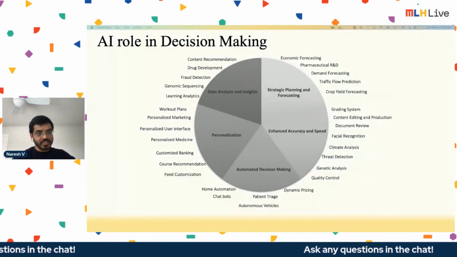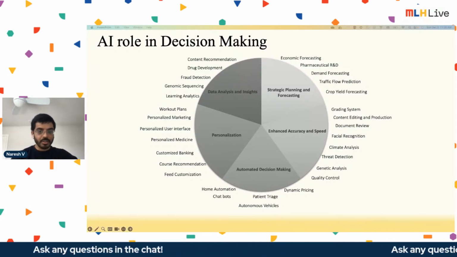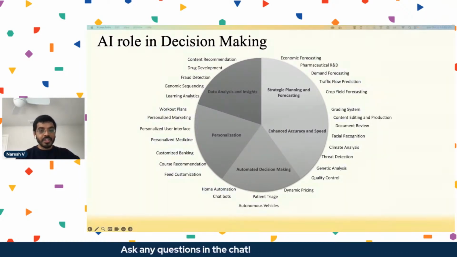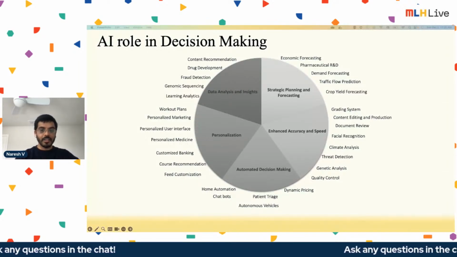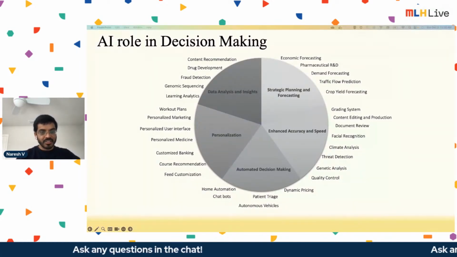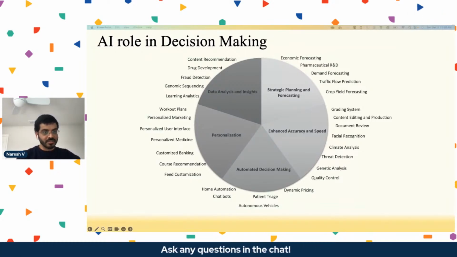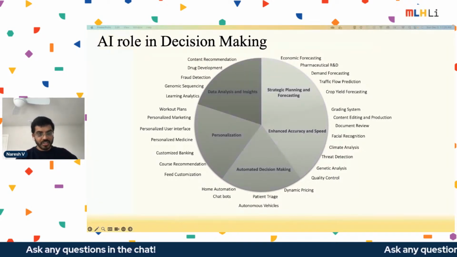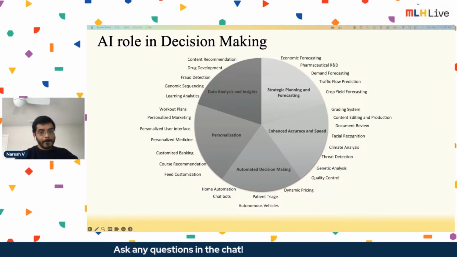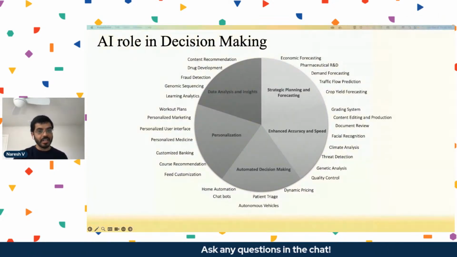And personalization is the second category. If I think about personalization, I can correlate it with more tailored decisions. AI enables tailored decision making, specifically in marketing, healthcare, and customer service, by understanding individual preferences and behaviors. A few examples of personalization are personalized marketing, customized banking, course recommendations, and workout plans as well. I'll talk more about personalization in a coming slide, and I'll take one example of how personalization works as well. And automated decision making has two categories. One is operational decisions, and one is real-time decisions.